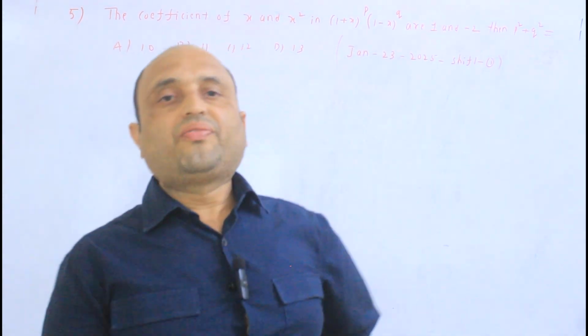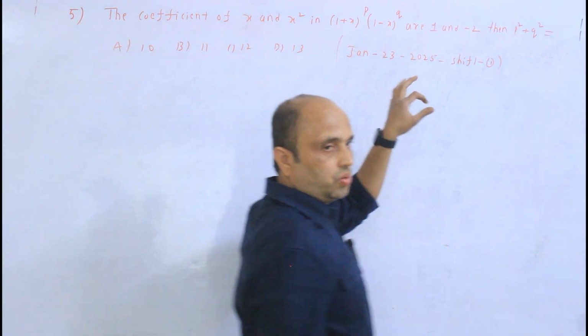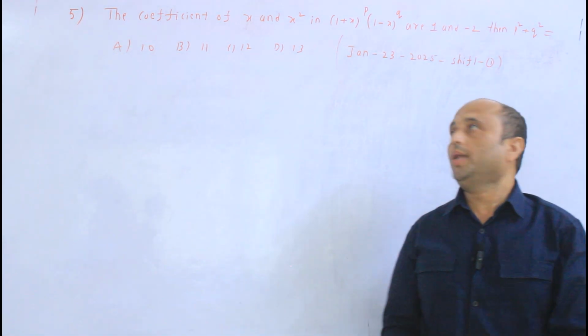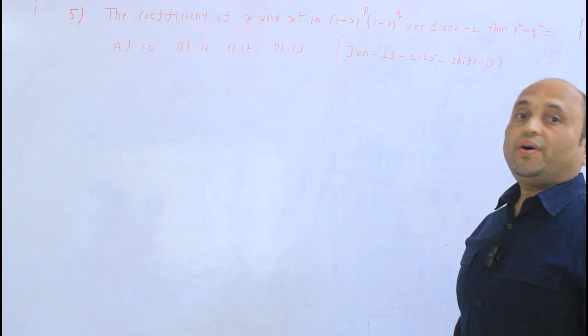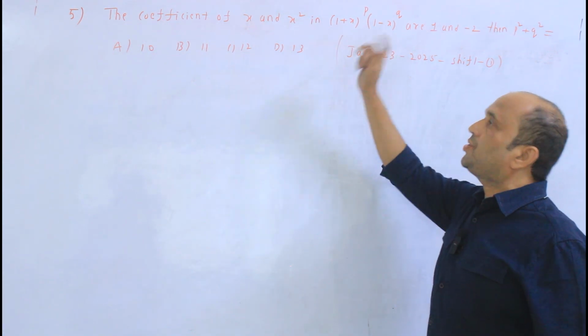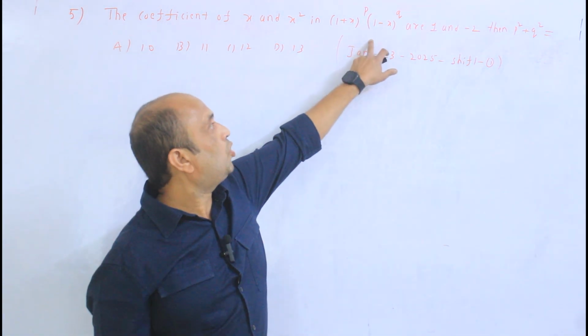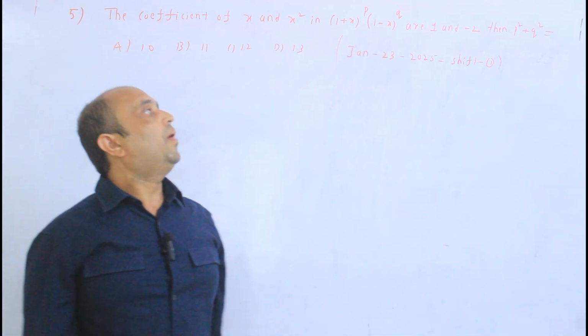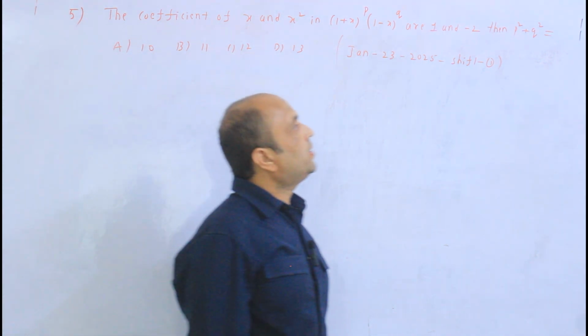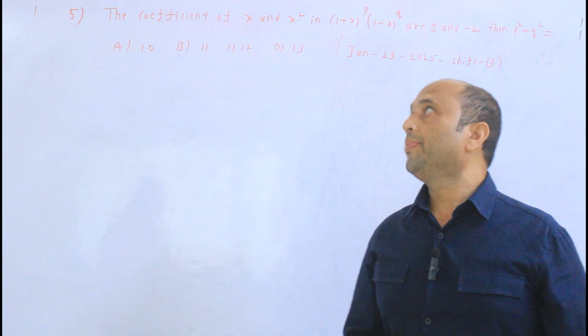So the next question is from binomial theorem. This was also a January 23, 2025 shift 1 question. The coefficient of x and x square in the expansion of (1 plus x) to the power p and (1 minus x) to the power q are 1 and minus 2. Then find p square plus q square.